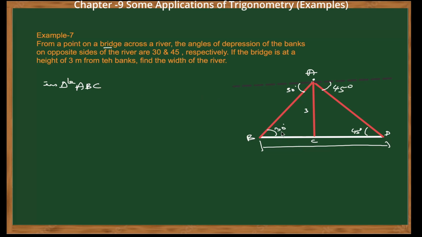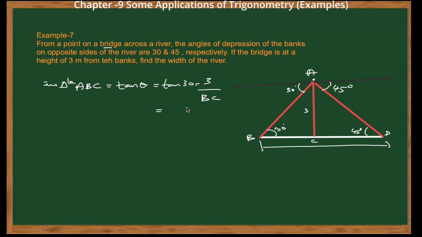Okay, so what is angle ABC? 30 degrees. So perpendicular by base is nothing but tan. Okay, tan theta. So here what is the angle we have? Tan 30 is equal to, what is it? So the perpendicular is given, the value is 3. The base value is not there, we need to find it, BC.